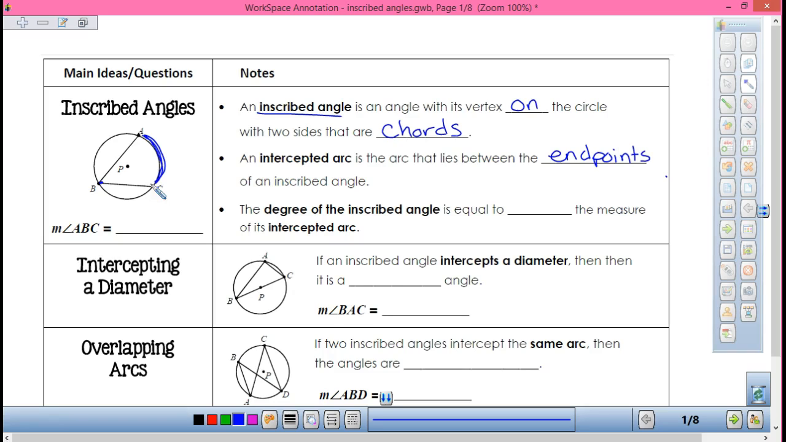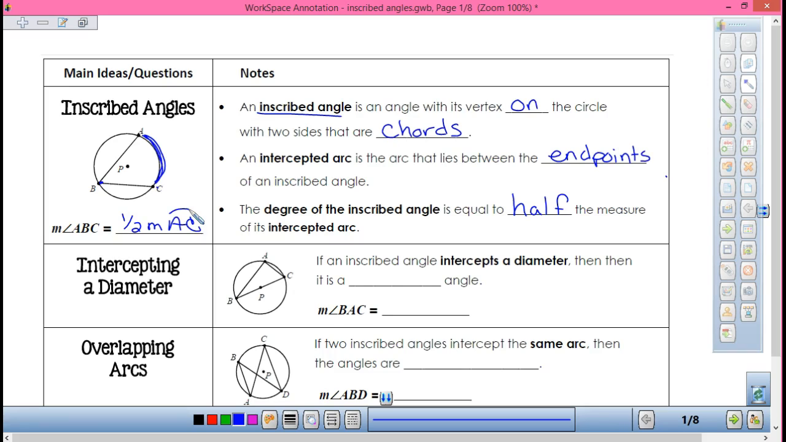Okay, the degree of an inscribed angle is equal to half of its intercepted arc. So the measure of angle ABC is going to be 1/2 the measure of arc AC. If you're looking for the arc, you double the angle. If you're looking for the angle, you take half of the arc.